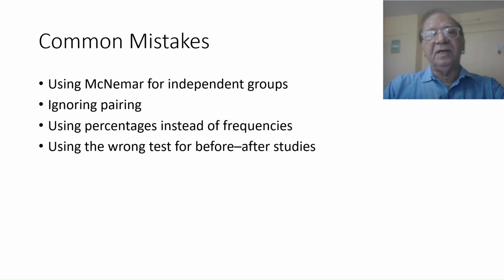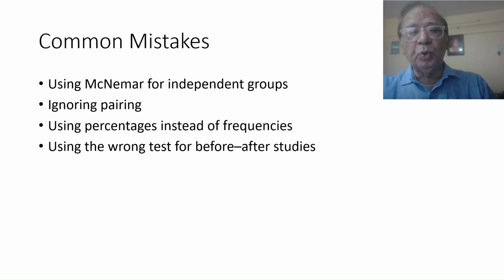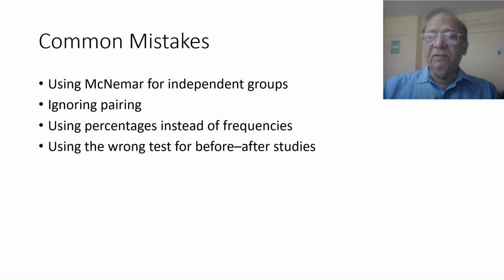Every participant must have both before and after responses recorded in the same row. Finally, researchers sometimes use McNemar's test even when the outcome variable has more than two categories. In such situations, other methods should be considered. Avoiding these mistakes will greatly improve the quality of your statistical analysis.